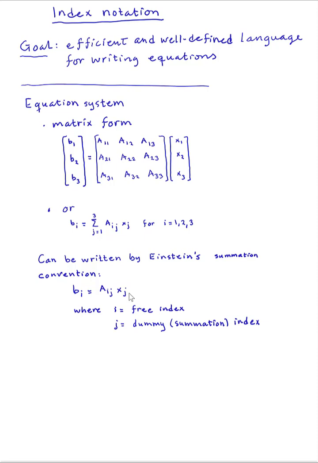And in this expression, we can define the two different types of indices that we have. We know that it's actually 3 equations, because i is 1, 2 and 3. i is referred to or defined as a free index. j here is a summation or a dummy index because it occurs twice.